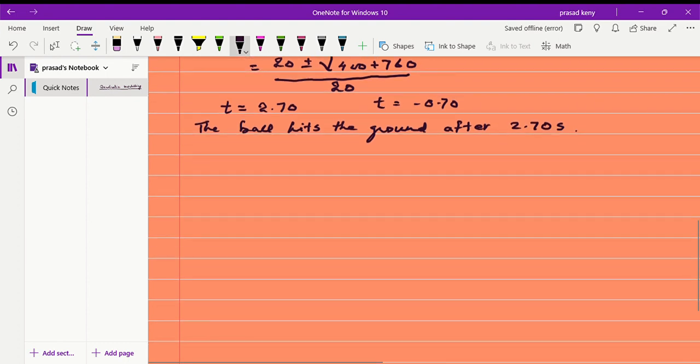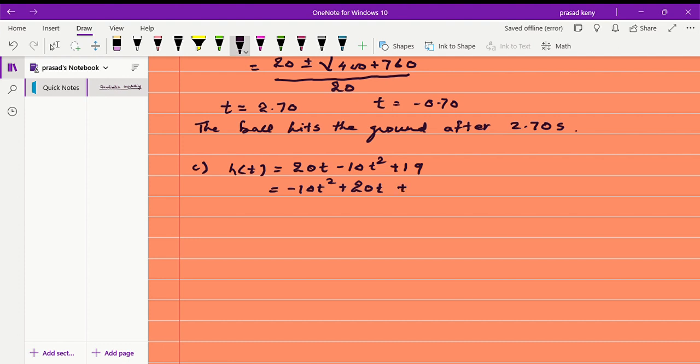Now in part C, I have to write the quadratic in the form a minus b into t minus c the whole square. So h(t) is equal to 20t minus 10t square plus 19. So first I'll write it as minus 10t square plus 20t plus 19. I'm just shuffling the terms.